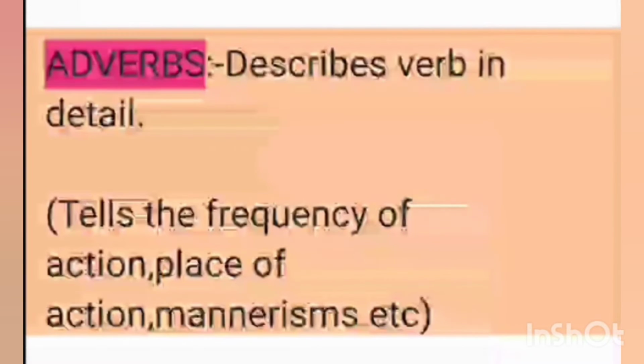Now, how can we describe a verb using an adverb? What information can be furnished further about actions? It tells about the frequency of an action, how often the action takes place. Then, where the particular action happened. The third one is the mannerism, the way the action was conducted or the way of doing the activity.